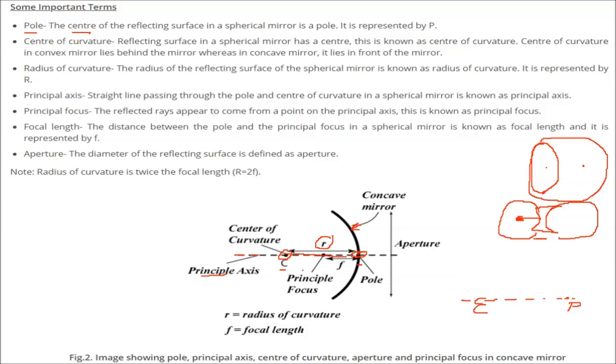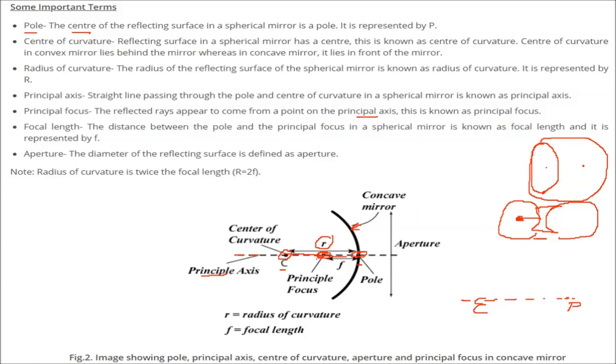What is the principal focus? The reflected rays appear to come from a point on the principal axis. So this is known as the principal focus. In this case, this point is the principal focus because the reflected rays appear to come from this point on the principal axis. We'll know about this more, but for the time being, this is your principal focus.